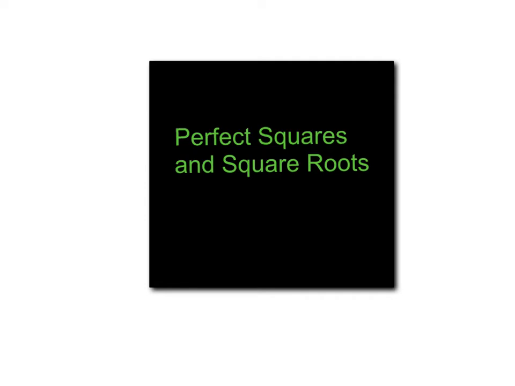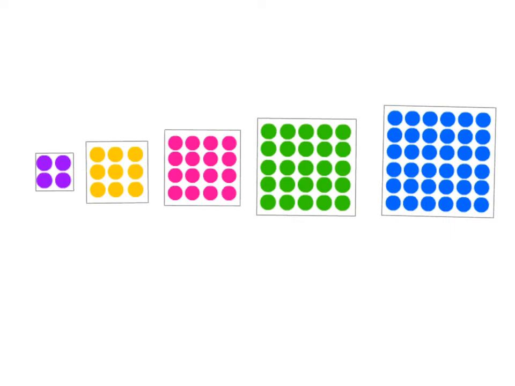Perfect squares and square roots. Here we have a list of what we call perfect squares. If you look at them, you'll see that they are perfect squares. They have the same number of dots for the length and for the height. And so each square could also be called an array.